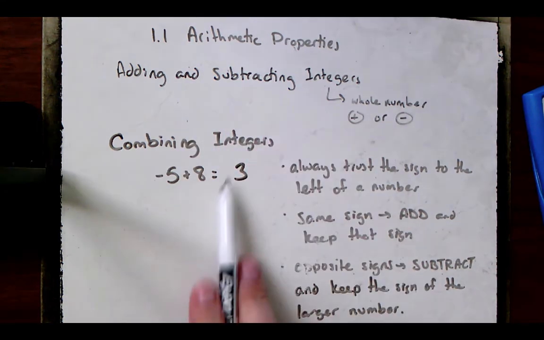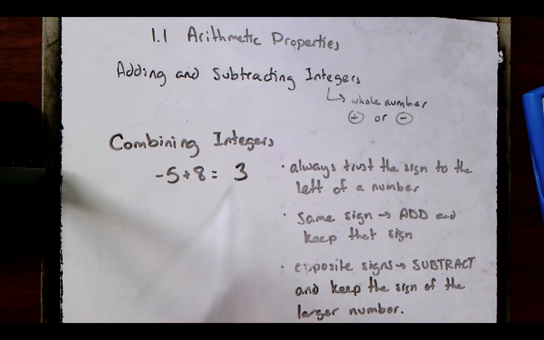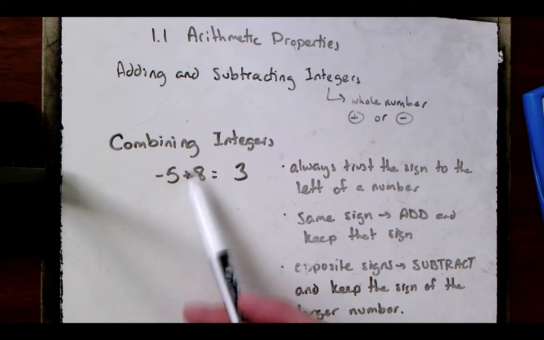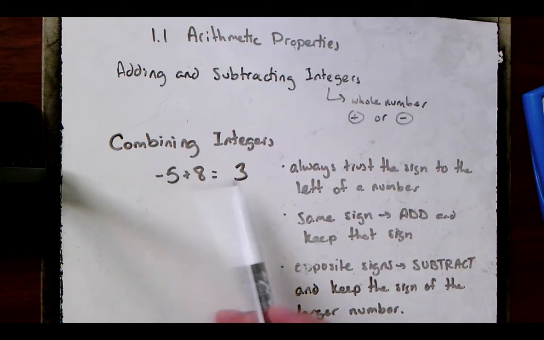Now the question I have here is my answer positive 3 or is it negative 3? And again, we keep the sign of the larger number. In other words, these two are working against each other. And there was more positive value here than there was negative. And so our final answer here is going to be positive 3.